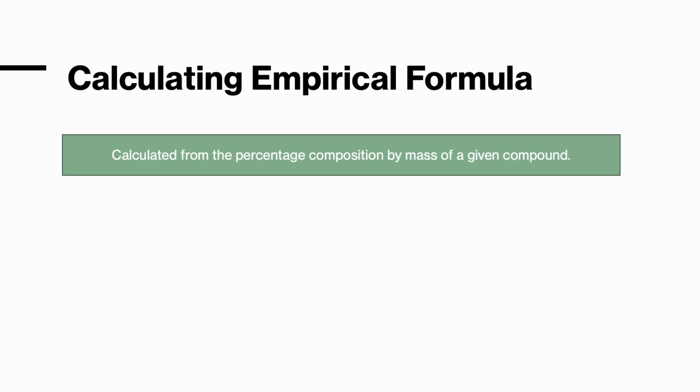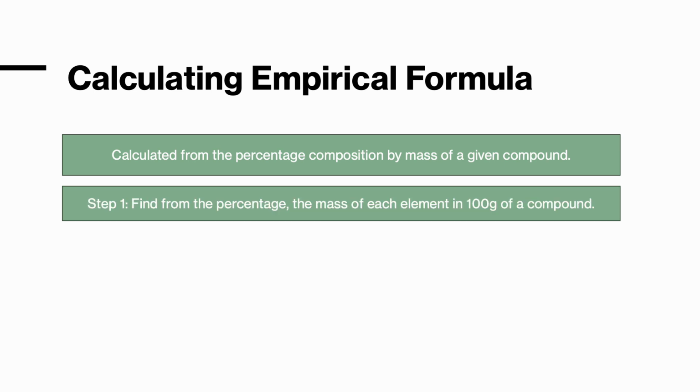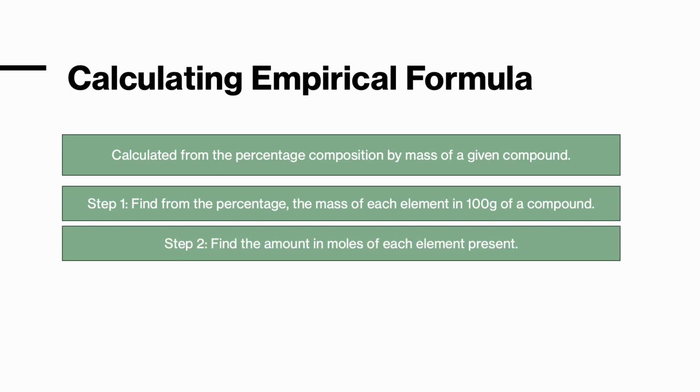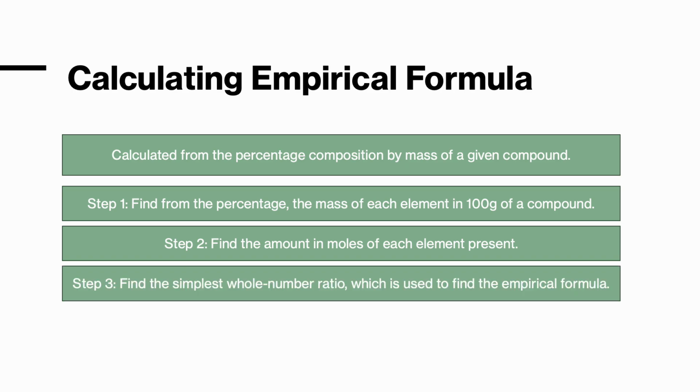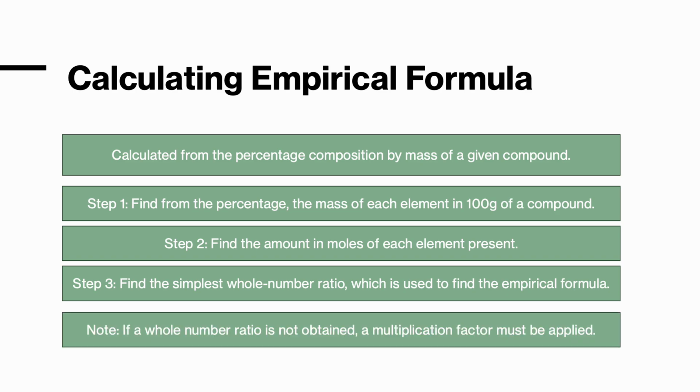Calculating empirical formula, so that is calculated by using the percentage composition by mass of a given compound. So step 1 is, from the percentage composition by mass, you find the mass of each element in 100 grams of the compound. Step 2 is you find the amount of moles of each element present. And then we find the simplest whole number ratio, which is used to find the empirical formula. Also just a note that if a whole number ratio is not obtained, a multiplication factor must be applied for it to be a whole number ratio.